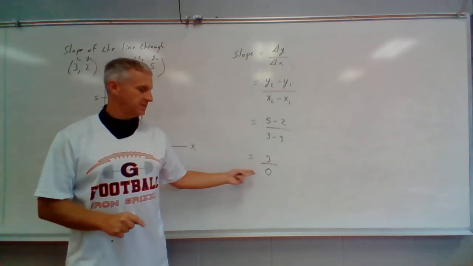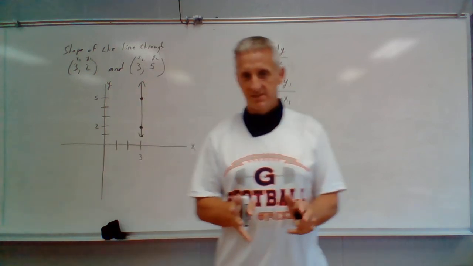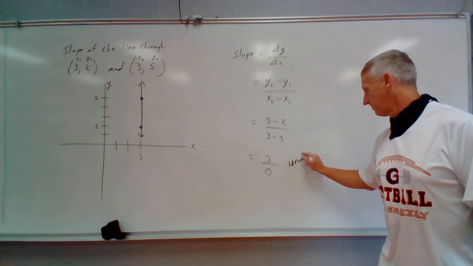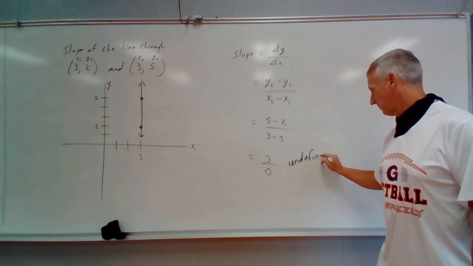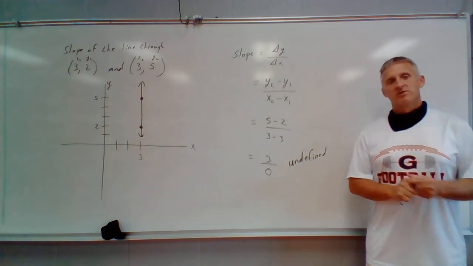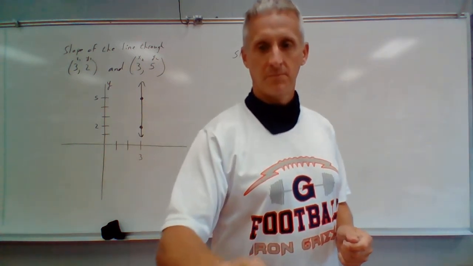And notice we have a 0 in the denominator. That's bad. You can never have a 0 in the denominator of a fraction. So this is undefined. No zeros in the denominator of fractions. So a vertical line has an undefined slope.